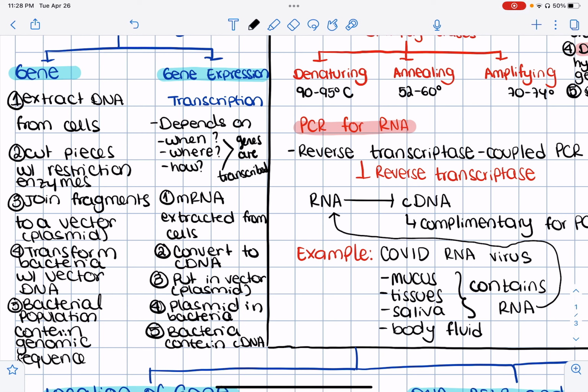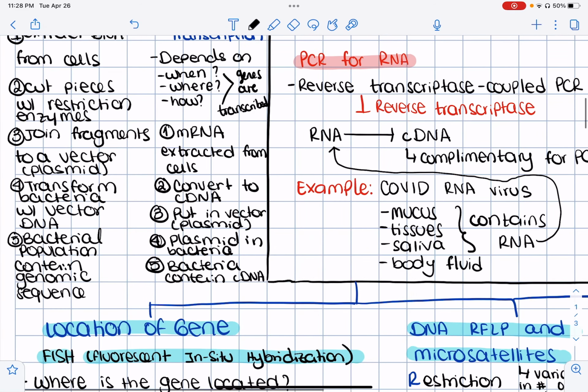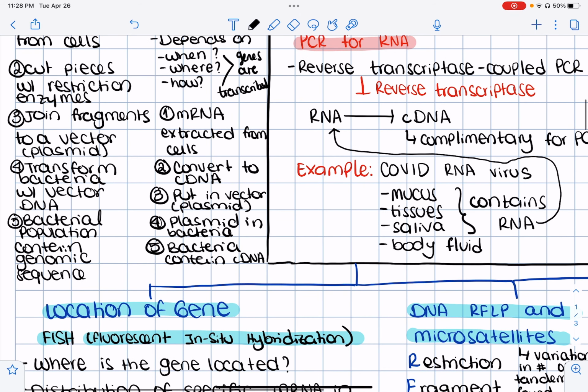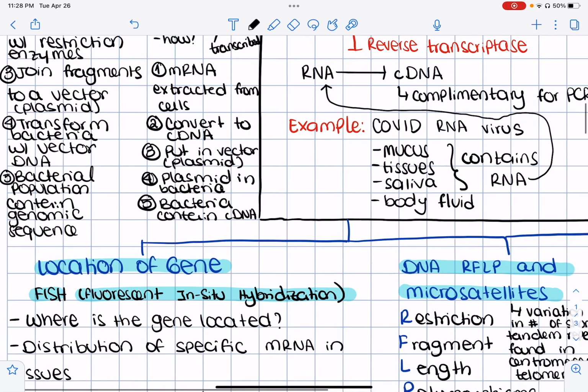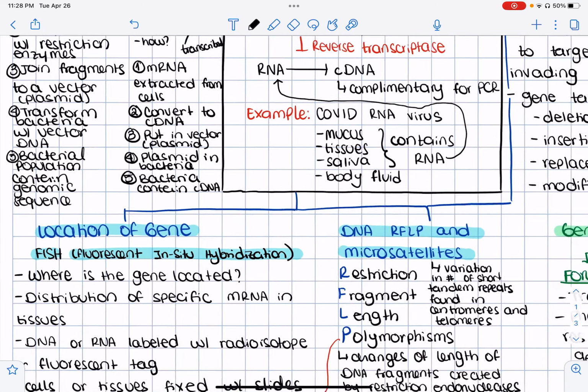But what if we want to study gene expression? Well, studying gene expression involves studying transcription, and transcription depends on when, where, and how genes are transcribed. So in order to study gene expression, we're going to extract the mRNA from the cells, convert it to the complementary DNA strand, put this complementary DNA strand into the vector or plasmid, inject the bacteria with the plasmid, and study the bacteria population containing the complementary DNA.